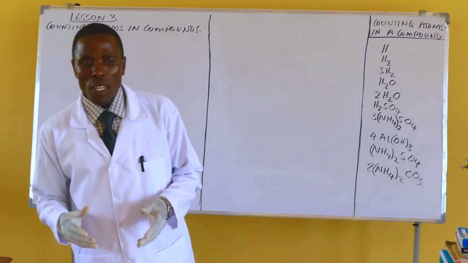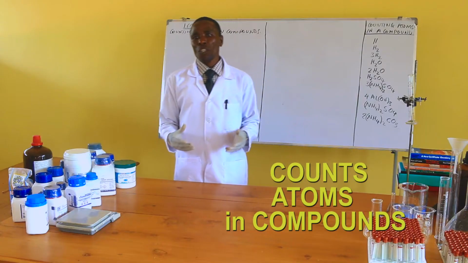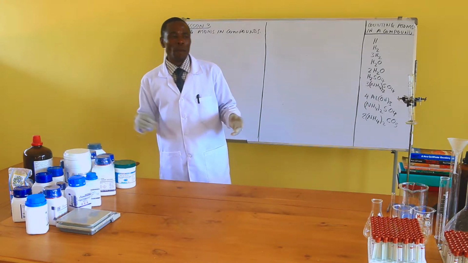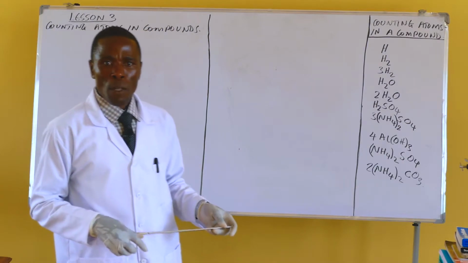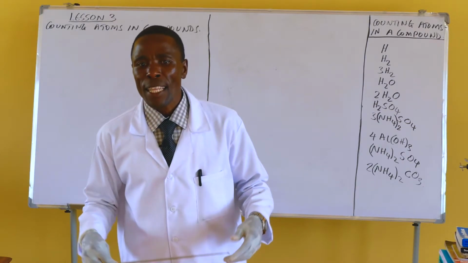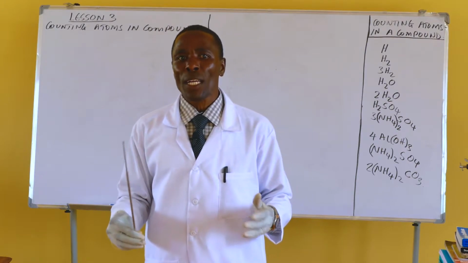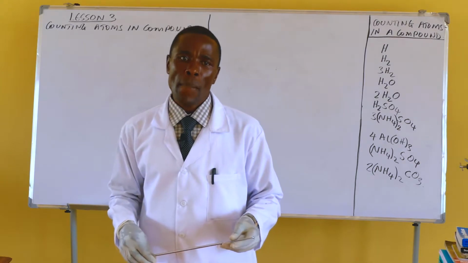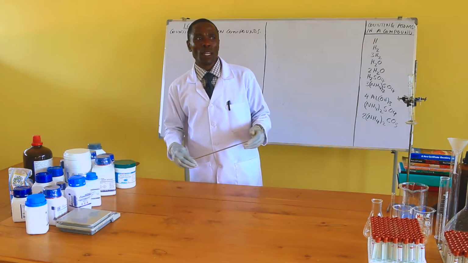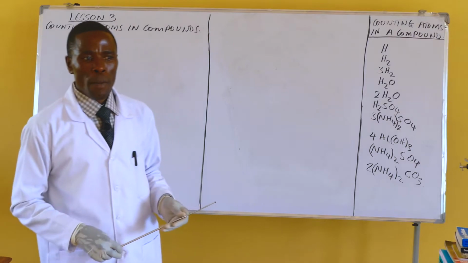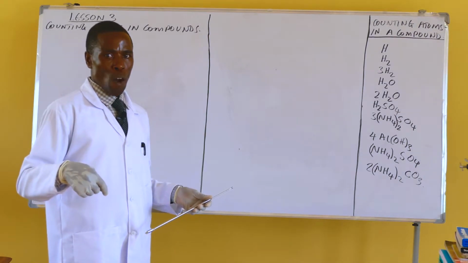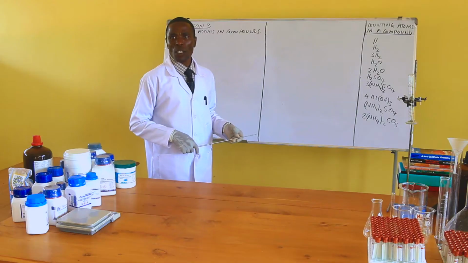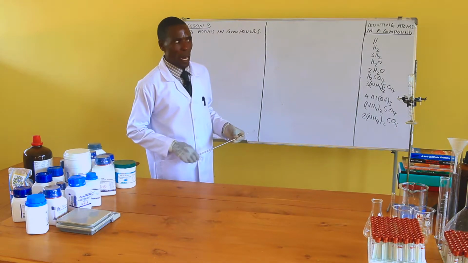This time I'm talking about counting atoms in a compound, counting atoms in the chemical formula. It is very important to understand this concept because it is the only concept you need when calculating the relative molecular mass of a compound mathematically. So be very careful and follow up, so that by the end of this talk you will have understood the full concept of how we count the number of atoms in a chemical formula.